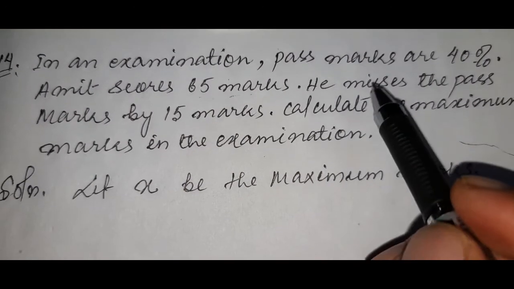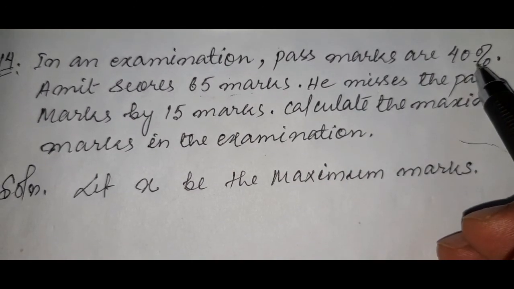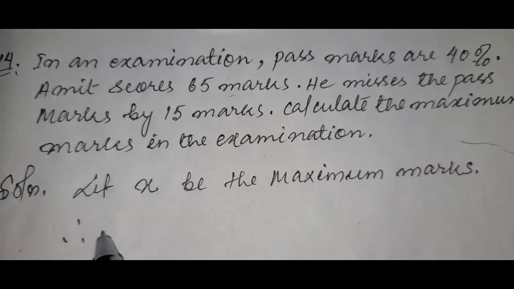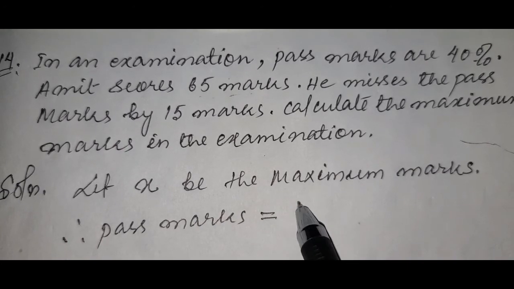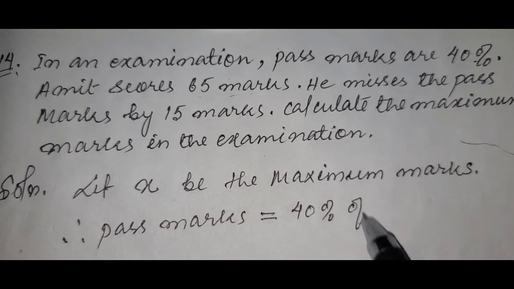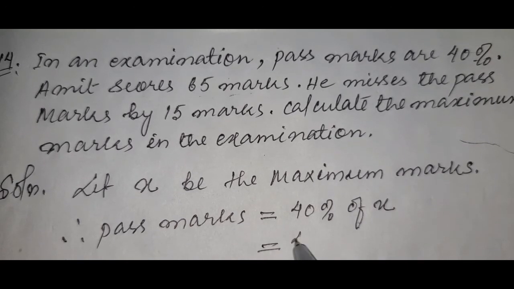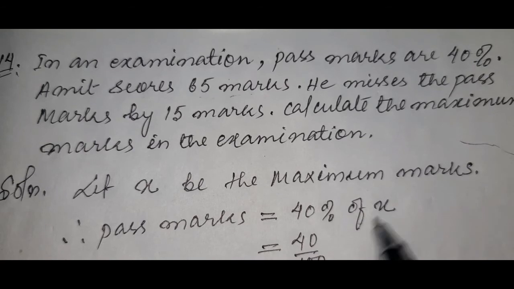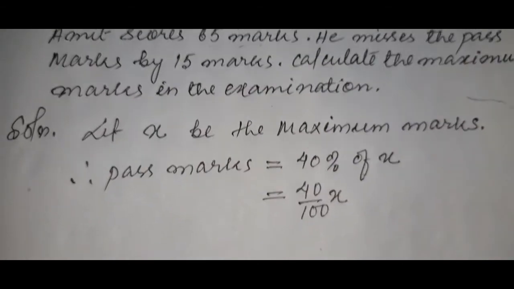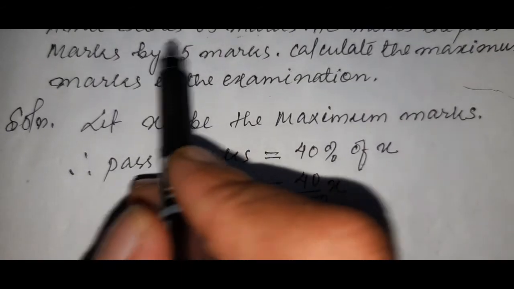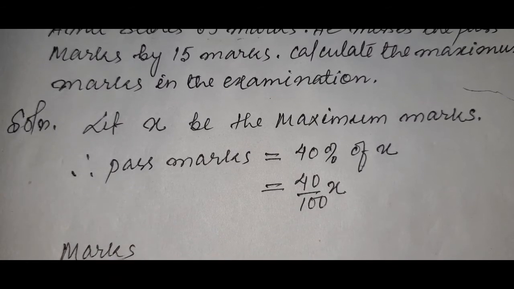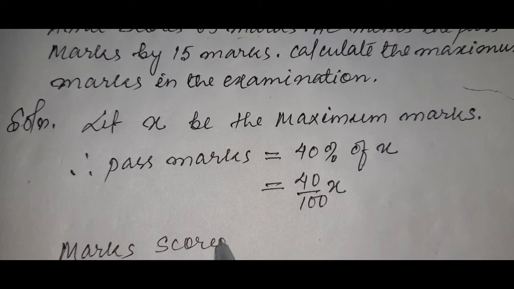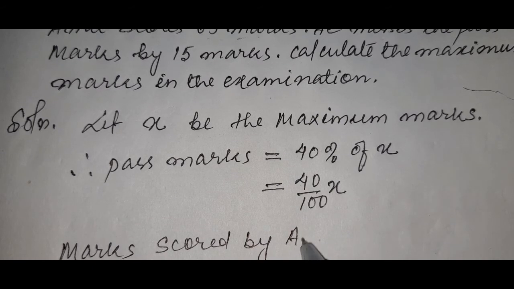Now, according to the question, pass mark is 40%. Okay, so therefore pass marks is equal to 40% of X, which is nothing but 40 by 100 X. Okay, so this is the pass mark. Now Amit scores 65 marks. Okay, so let's say marks scored by Amit is equal to 65.